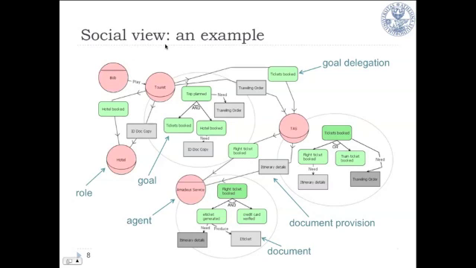This would be the social view for our example. This concept here, hotel, is a role, and these are the different goals that the actors have. We represent in terms of agents all the participants that we already know at design time, and with roles, the ones that we don't know exactly how they're going to be instantiated at runtime. Goal delegation is represented in this way, and document provision is represented by this relation between the two actors while providing the document.